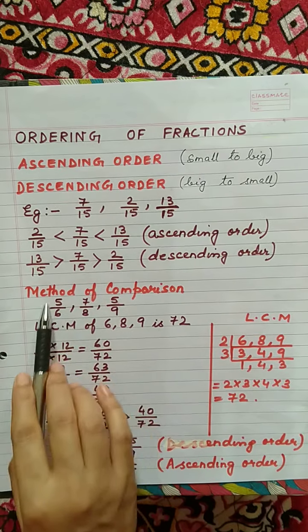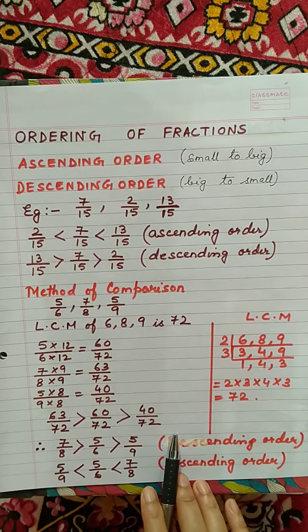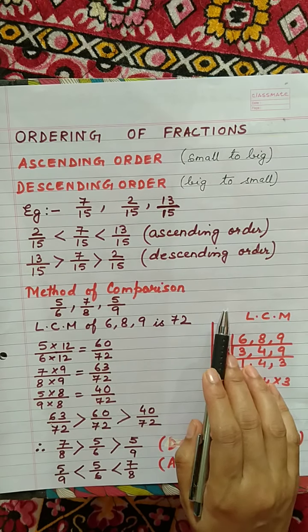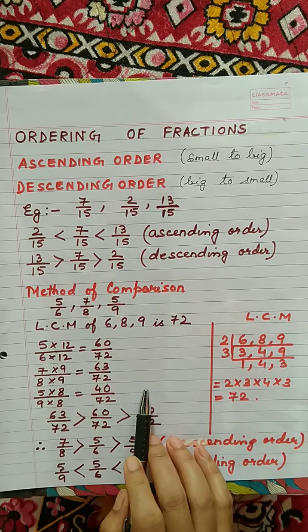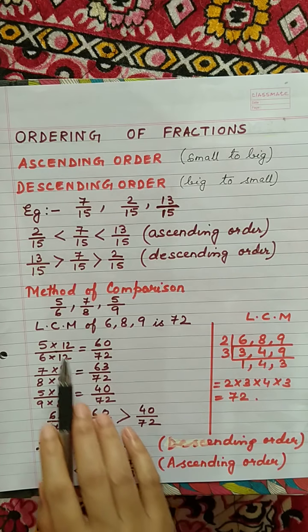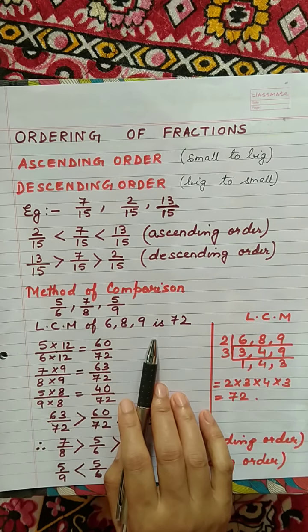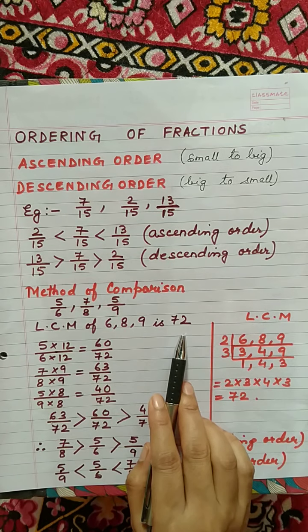Now, when we have a set of unlike fractions, what is the method of comparison? Whether you have 3 fractions or more number of fractions or just 2 fractions, the method of comparison remains the same. So to compare, we first find the LCM of the denominators. Now here, LCM of 6, 8 and 9 is 72.